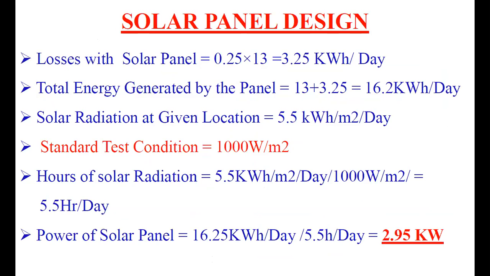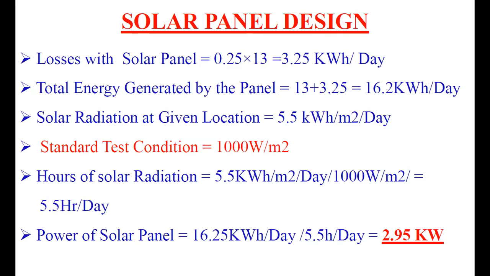We have to consider the losses in the solar panel. So now we are considering 25% losses in the solar panel. So an extra 3.25 kWh per day will be added. So the total energy generated by the panel, considering losses in the solar panel, will be 13 plus 3.25, that is 16.2 kWh per day.